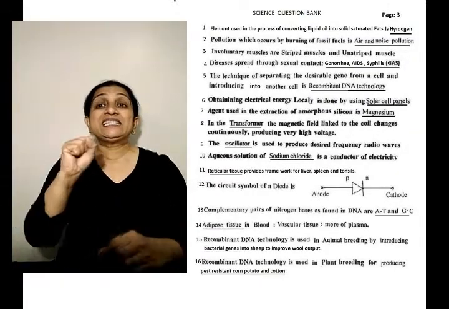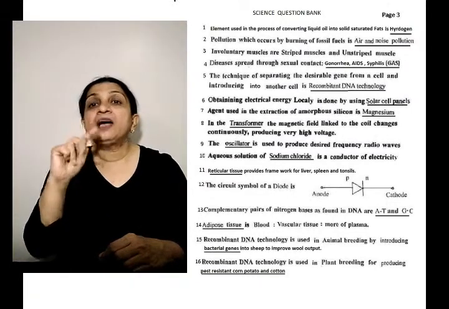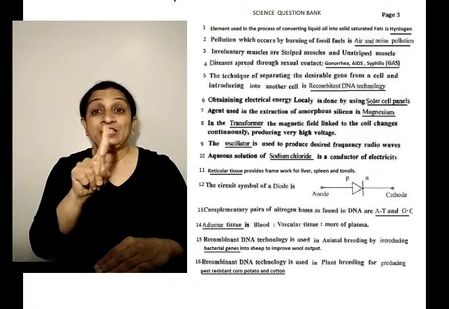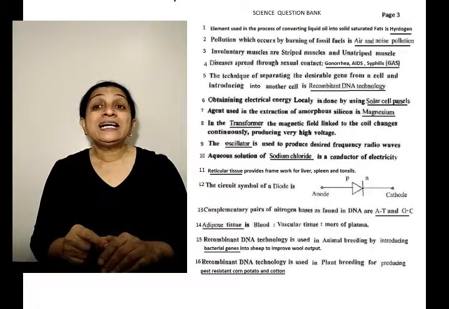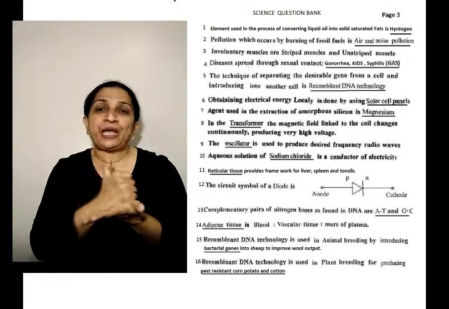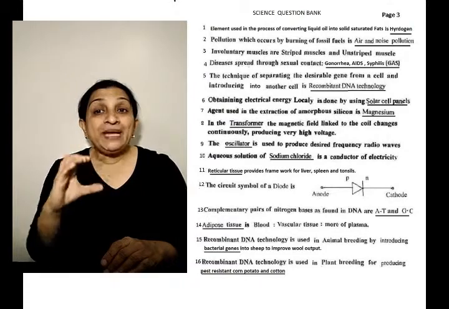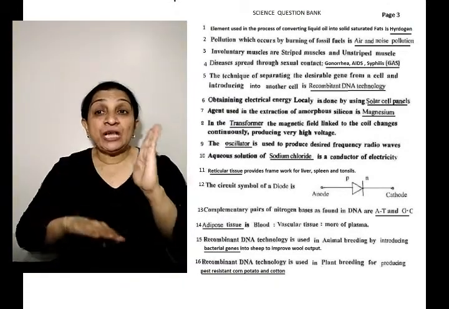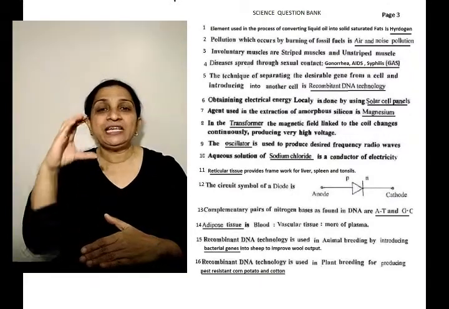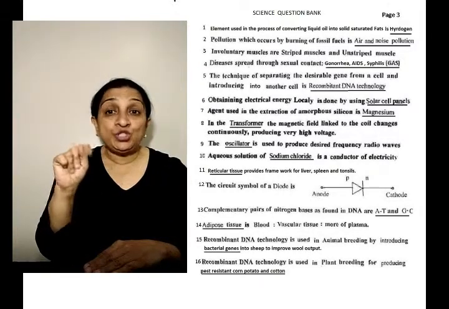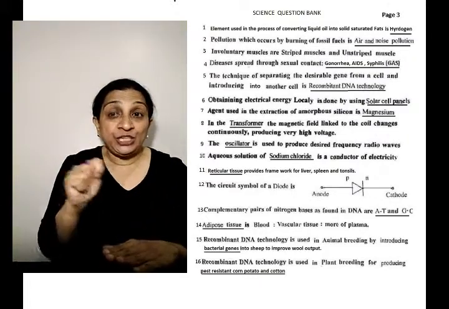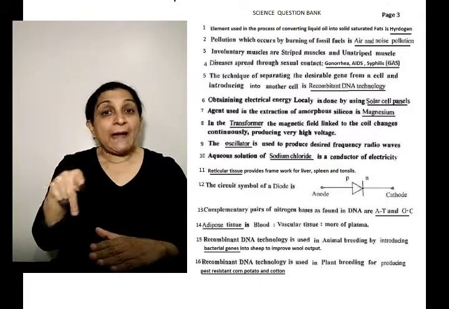The liver, spleen and tonsils are made of reticular tissue. Now in 12 you have the diagram for a diode. Please remember and practice. The complementary pairs in the nitrogen bases of DNA are AT and GC. Adipose tissue is made of blood, vascular tissue and more of plasma.